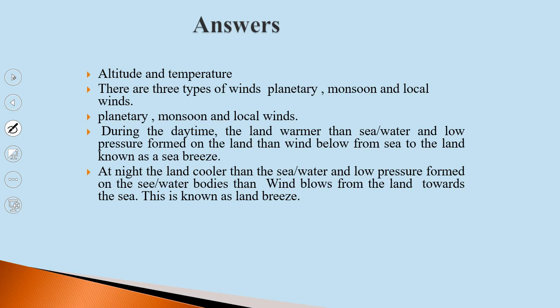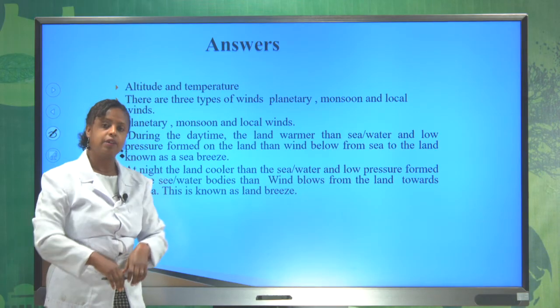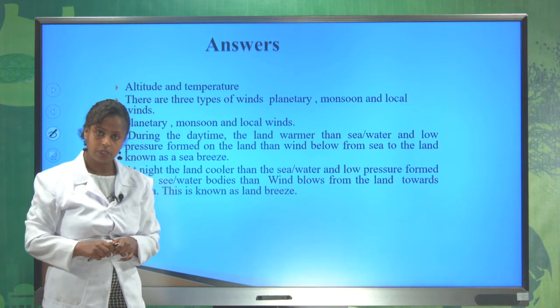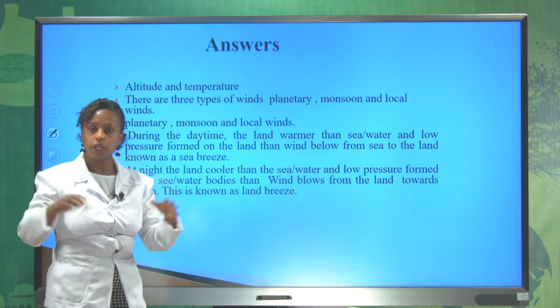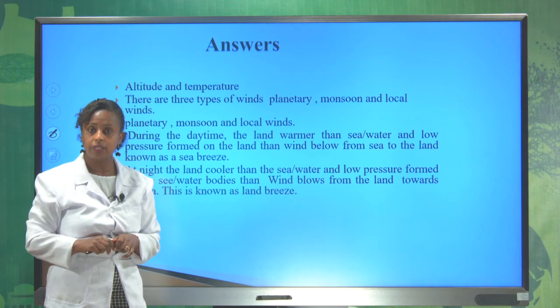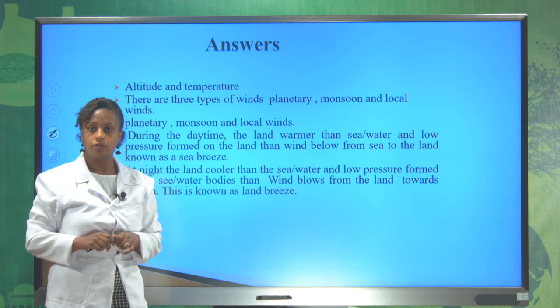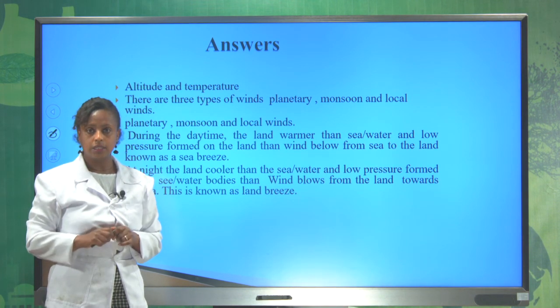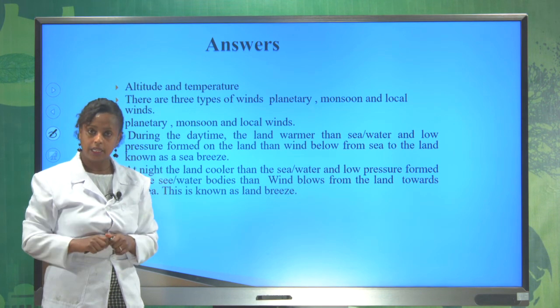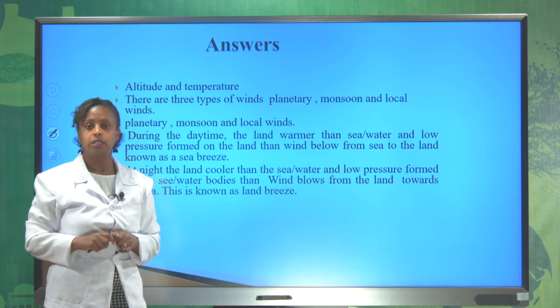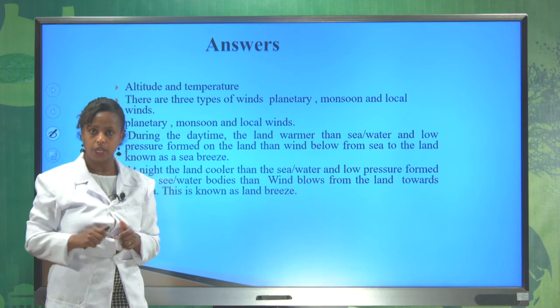We have seen also the three types of wind: planetary winds, monsoon winds, and local winds. Planetary winds cover a larger area of the Earth's surface, but local winds cover a smaller area of the Earth's surface, and affect small scale atmospheric conditions. Monsoon winds are seasonal winds, occurring seasonally, and these winds are common in the south and southeast of Asia.